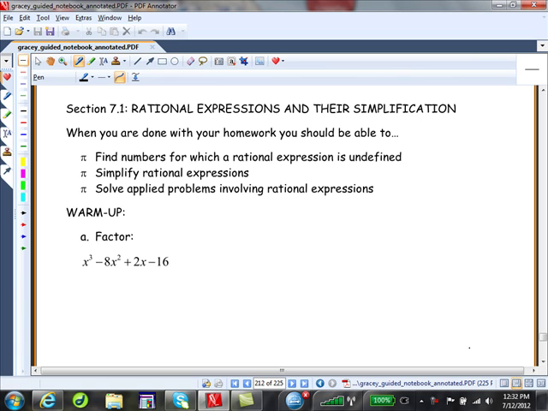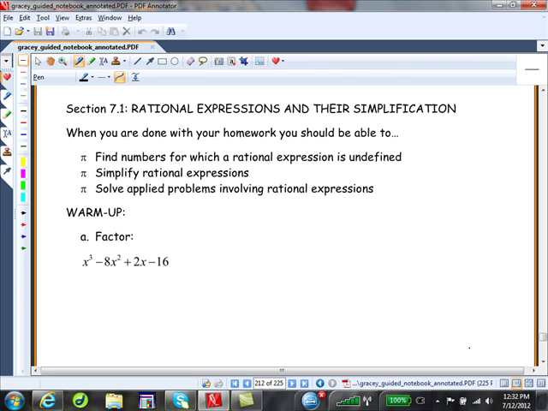So for our beginning algebra class, we just have 3 more sections and then you're all done. So here we go. Today we'll be finding numbers for which a rational expression is undefined, simplifying rational expressions, and solving applied problems involving rational expressions.